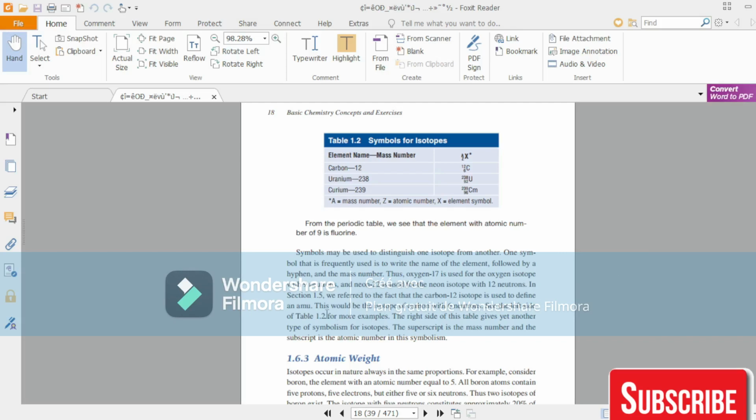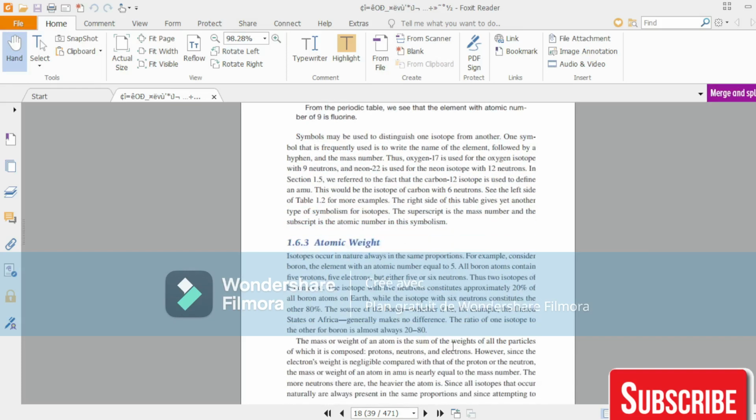Section 1.5 will refer to the fact that the carbon-12 isotope is used to define an amu. This is the isotope of carbon with 6 neutrons. See the left side of table 1.2 for more examples. The right side of this table gives yet another type of symbolism for isotopes. The superscript is the mass number, and the subscript is the atomic number.